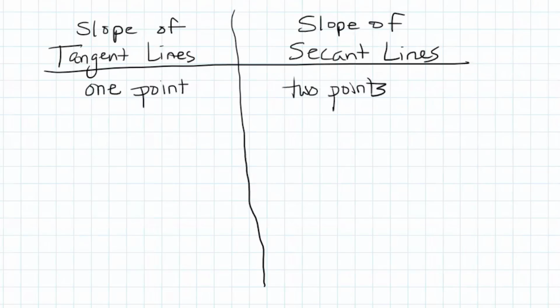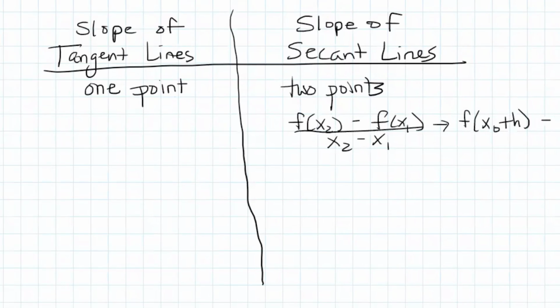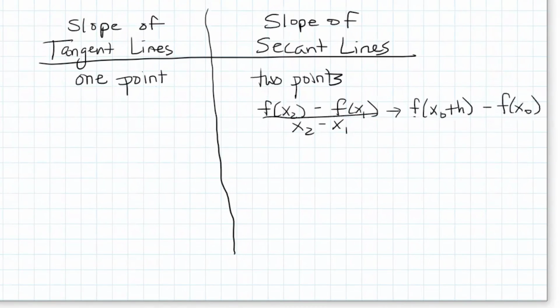The slope of a secant line we can write as f(x2) minus f(x1) over x2 minus x1, or equivalently, we can write it as f(x0 + h) minus f(x0) divided by h. These mean the same thing when you let x1 be x0 and x2 be x0 + h. So h is just the distance between x1 and x2.